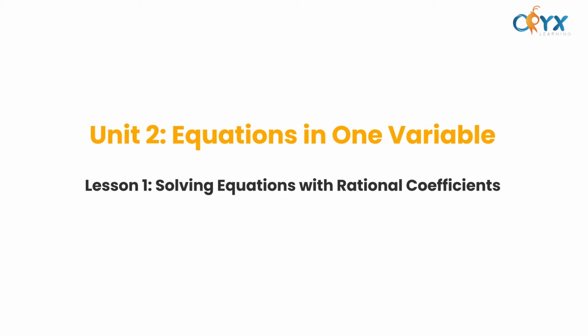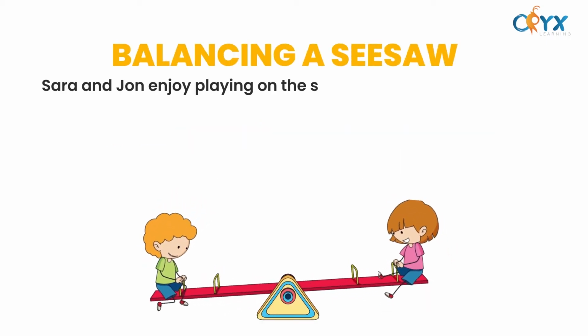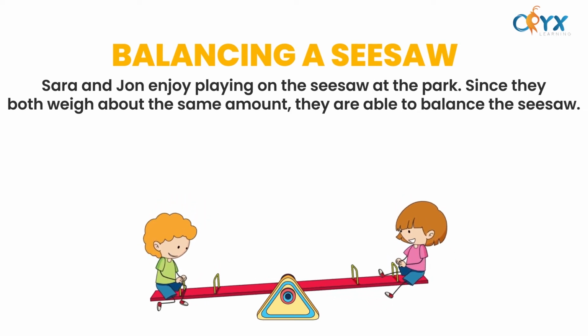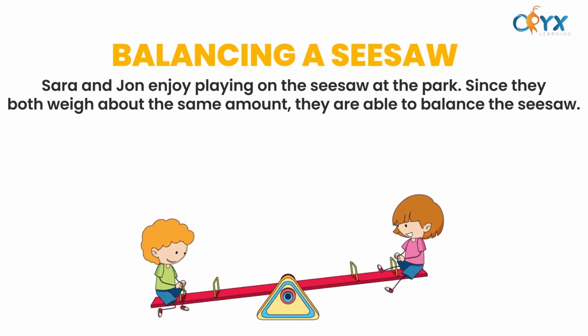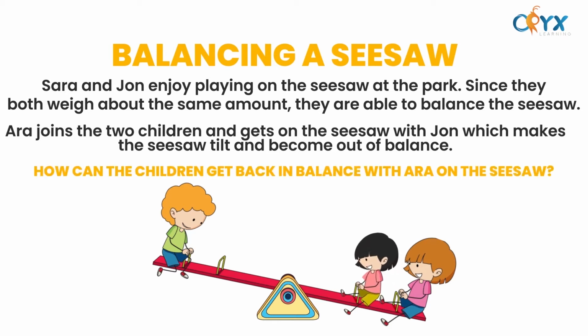Equations with Rational Coefficients. Sarah and John enjoy playing on the seesaw at the park. Since they both weigh about the same amount, they are able to balance the seesaw. Era joins the two children and gets on the seesaw with John, which makes the seesaw tilt and become out of balance. How can the children get back in balance with Era on the seesaw?